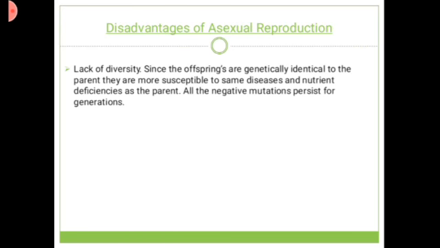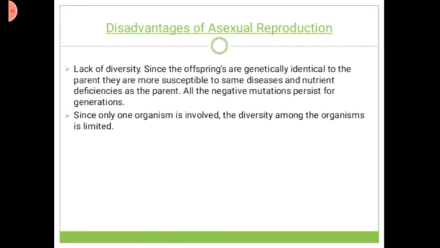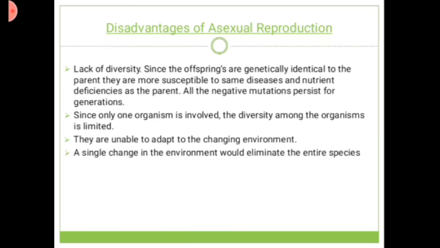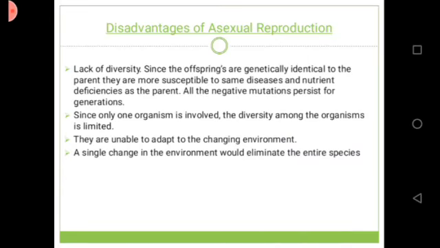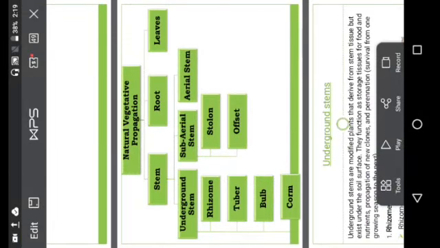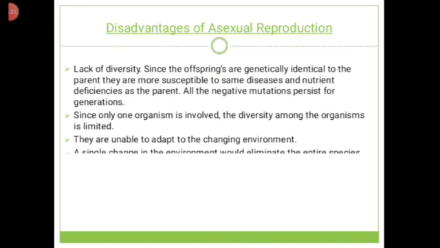What are the disadvantages of asexual reproduction? Lack of diversity. Since one organism is involved, the diversity among the organisms is limited. They are unable to adapt to the changing environment. A single change in the environment would eliminate the entire species.